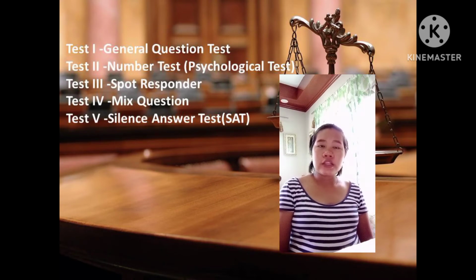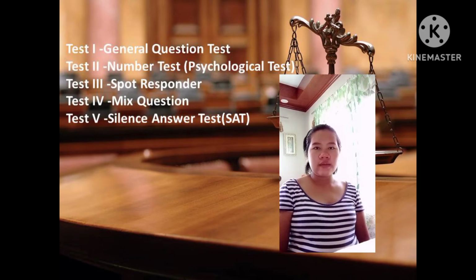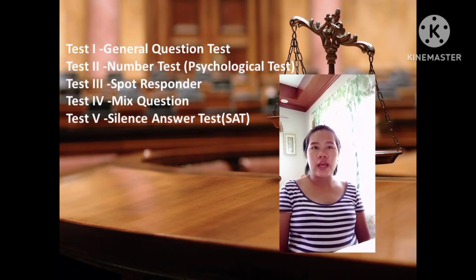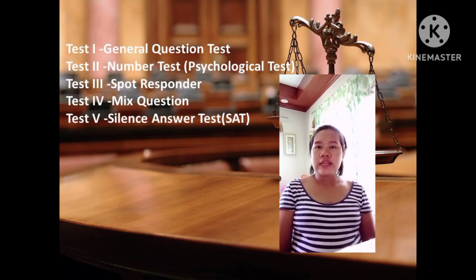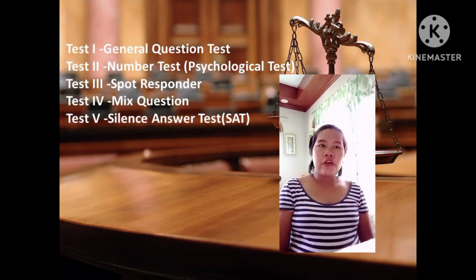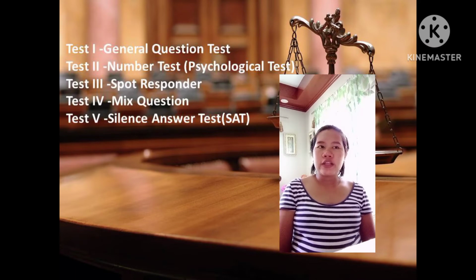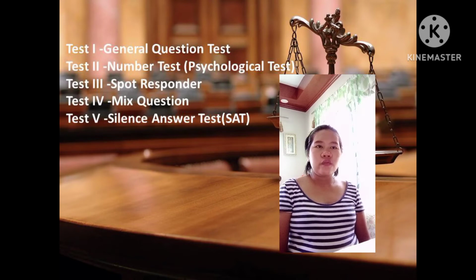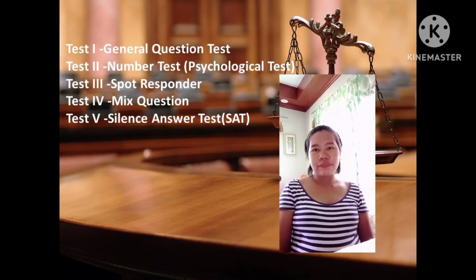First is test 1, the general question test. The purpose of this test is to get the standard tracing of the subject and establish a truth-telling pattern for the initial part of the record. Second test is the number test or the psychological test. The purpose is to check for possible deliberate distortion when the chosen number is asked and to obtain a chart wherein the subject is not under stress.